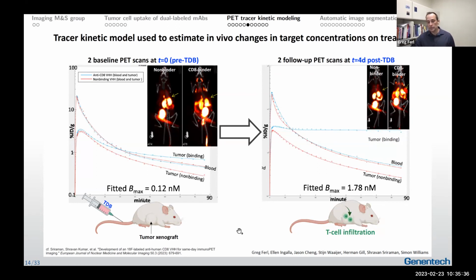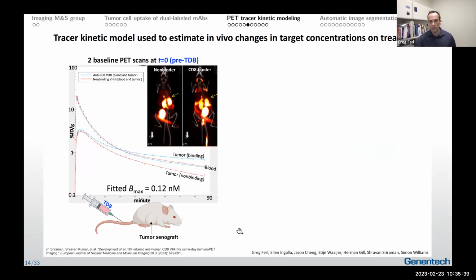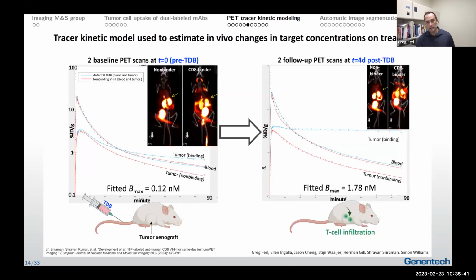So what we do is we take this model here and, for each of the panels, we simultaneously fit that model to all of this data, right? And when we do that, we can get a fairly accurate estimate of CD8 concentration. This Bmax is CD8 concentration in the tumor. So we get an estimate of about 0.1 nanomolar prior to TDB treatment, and then close to 2 nanomolar 4 days after administration of the T-cell dependent bispecific, right?